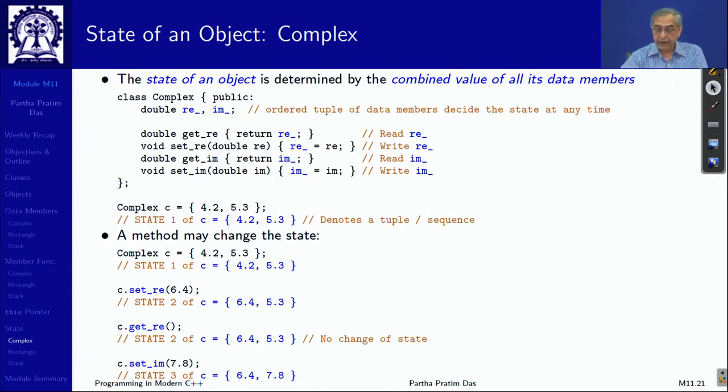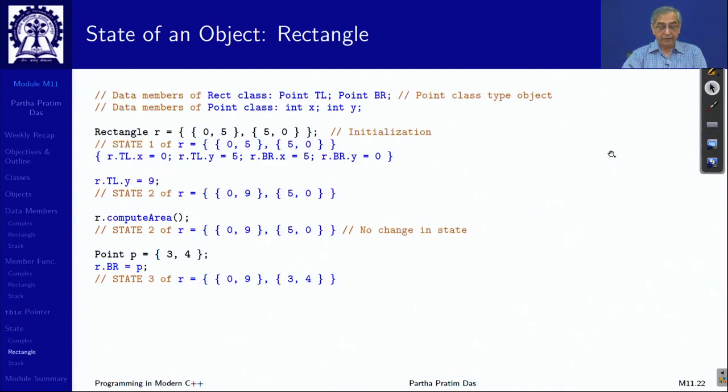If I talk about the double, there are two components. So your state is always a pair of double values, as it keeps on changing because of different member functions operating on them, or if these are public, somebody can come and access and directly change them.